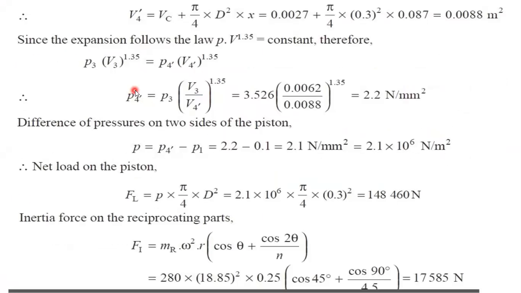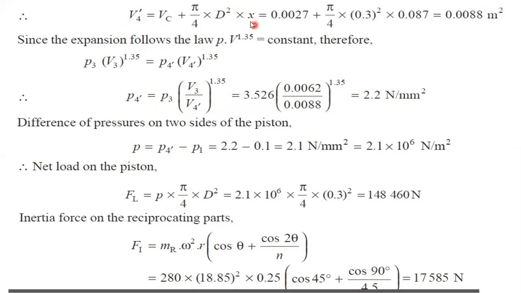So P4 dash is equal to, we know the law PV power 1.35 is equal to constant, right? So P3 V3 power 1.35 is equal to P4 dash V4 dash power 1.35. We want to calculate P4 dash. So keep that alone on one side and bring everything to the other side. So here we will be having V3 by V4 dash. V3 we calculated previously. And V4 dash, for calculation V4 dash is nothing but the same Vc plus pi by 4 d square into x.